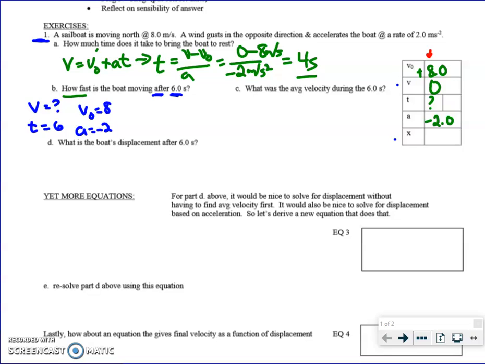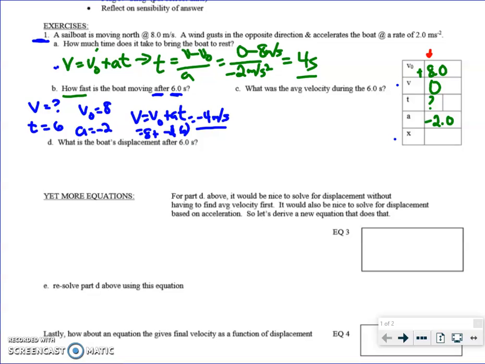I know what I'm looking for, what equation. I'm going to use the same equation as before. I'm going to say v equals v naught plus at. So v equals 8 plus -2 times 6. I know my writing's getting awful here. -2 times 6 is -12, plus 8 is -4. Make sure you put your units.